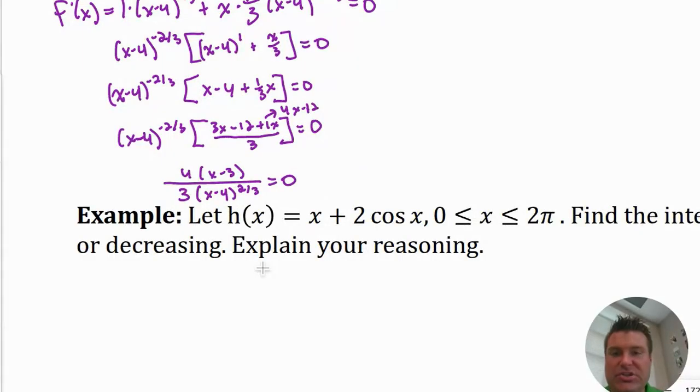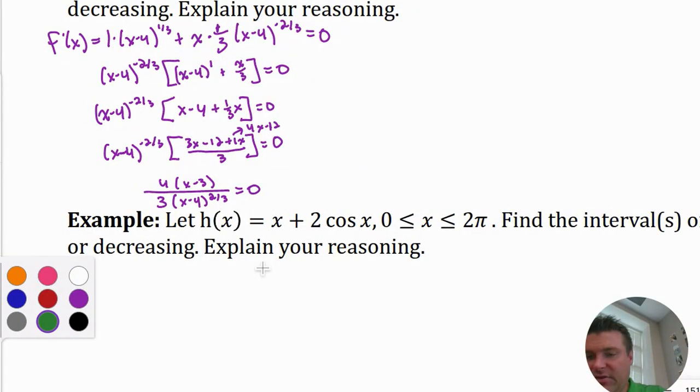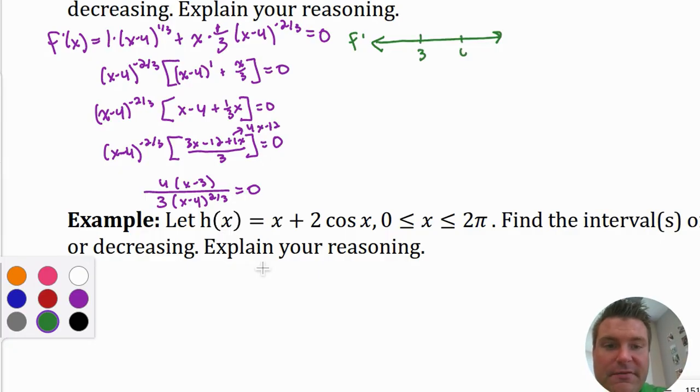And I can go ahead and make a sign chart for that now. I'll do that in green. So the sign chart, this is my f prime sign chart. Whenever you have this, you're going to find your critical points. I have critical points here at 3 and at 4. How did that happen? Well, set the numerator equal to 0, you're going to get x equals 3. We set the denominator equal to 0, you're going to get x equals 4.